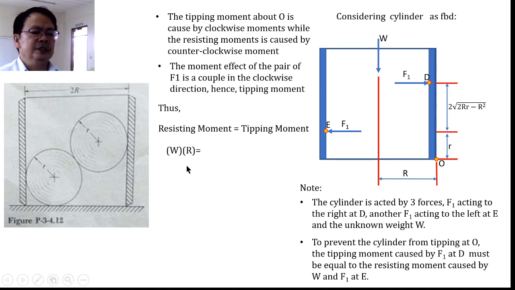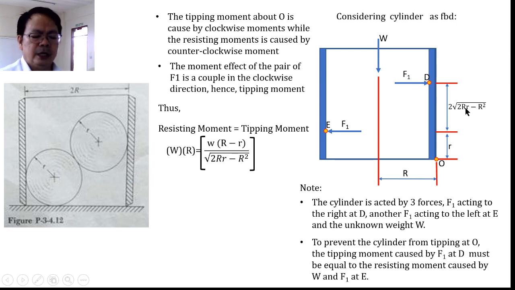And what is the resisting moment? That is the product of W multiplied by the moment arm equal to r. While the tipping moment is just equal to the product of F sub 1 multiplied by this distance, or simply the couple produced, because that is producing a clockwise moment, and that is equal to this W times r minus r times the square root of 2Rr minus r squared. And what is this value? Actually, ito yung ating F sub 1. At ano yung kanyang moment arm? Ang moment arm niya ito. Okay, and moment arm niya is 2 times square root of 2Rr minus r squared. And you will notice that this square root and that would be cancelled.